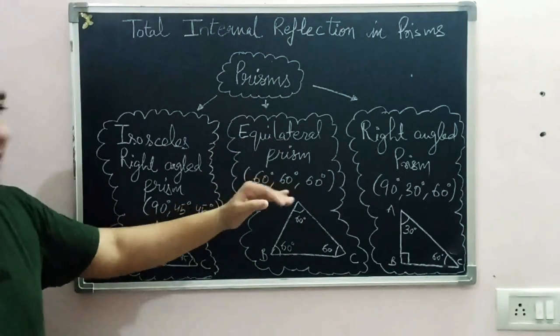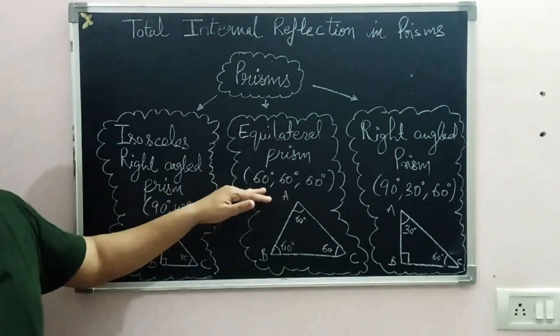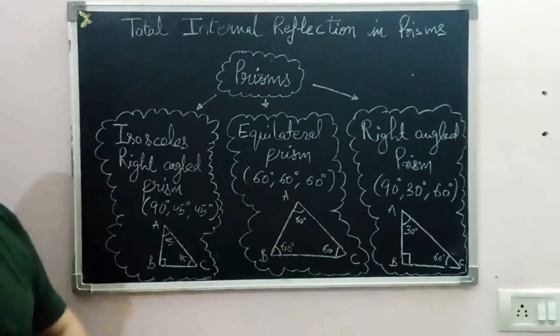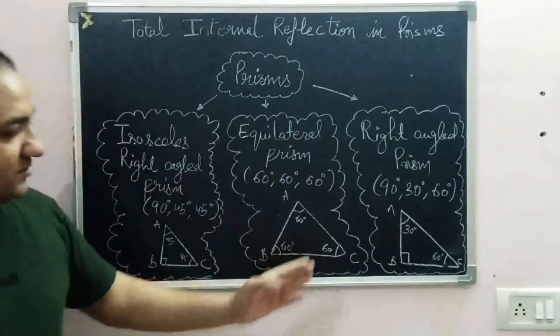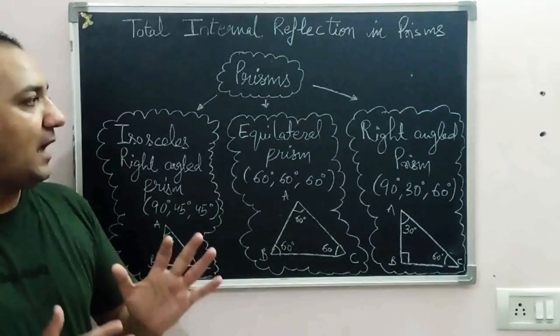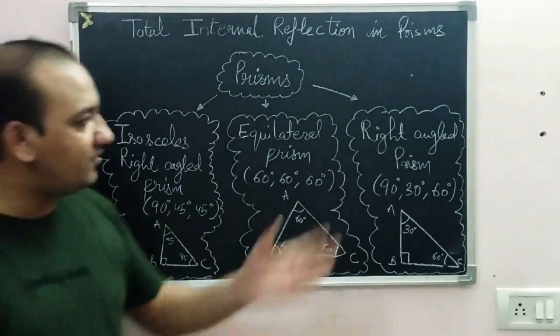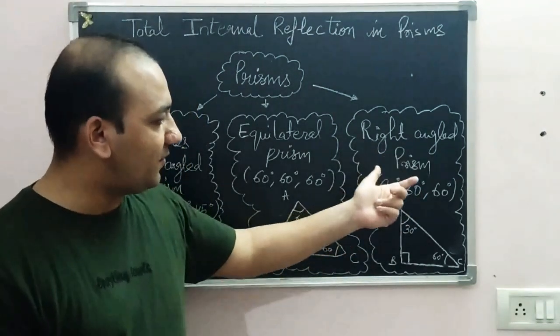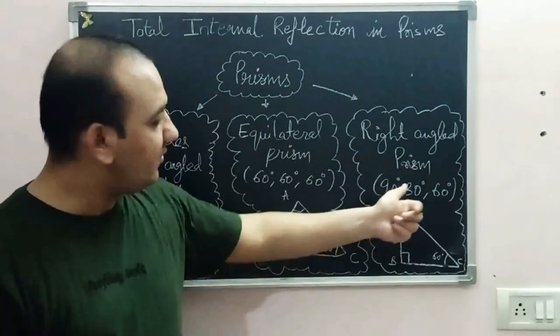Equilateral, all angles are equal, 60, 60, 60. That's the configuration of the triangle, which is the triangular area of cross section of the prism, with all three angles being equal to 60° each. And the third type of prism is the right angled prism, with one angle 90, and the others 30 and 60.